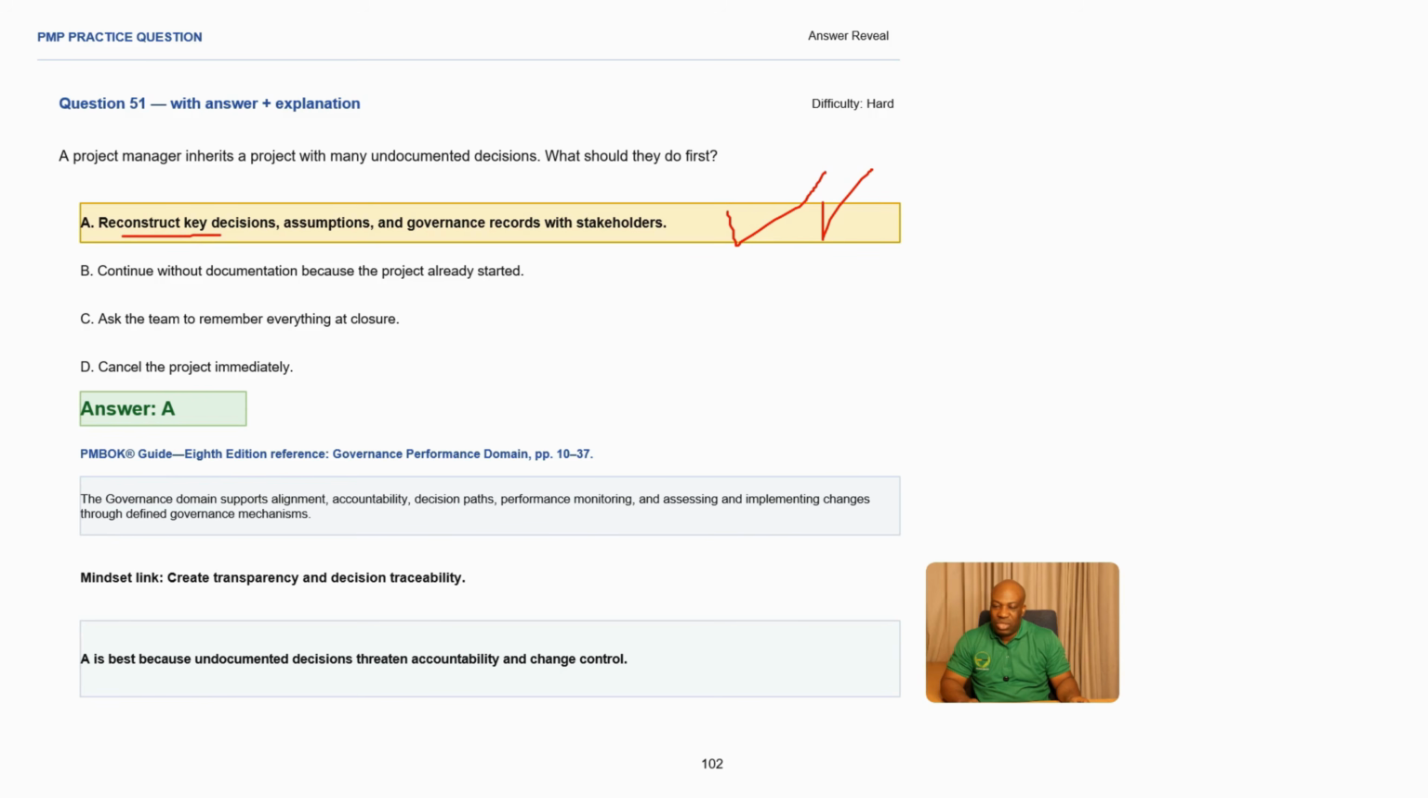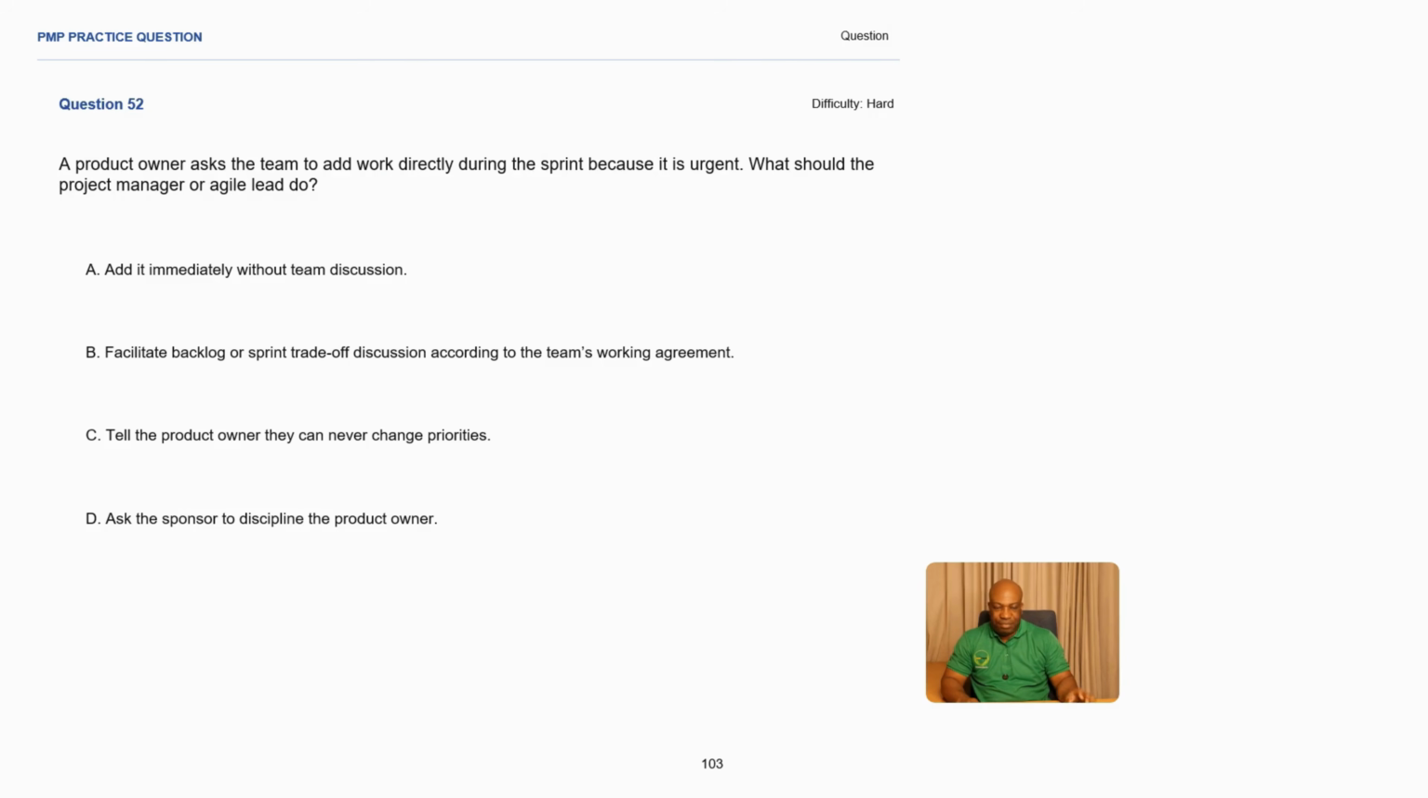You need to reconstruct key decisions, reconstruct assumptions, and also governance records, including some of these undocumented decisions that you are inheriting. And our reference from the PM book is the governance performance domain, which is page 10 to 37. And the best mindset that can be applied here is to create transparency and decision traceability, which means every decision that you make in a project must be traceable. Making A the best answer because undocumented decisions threaten accountability and also change control. Making A the best answer.